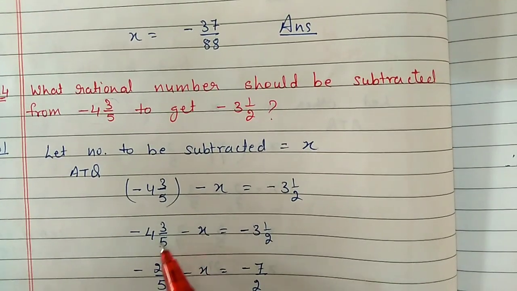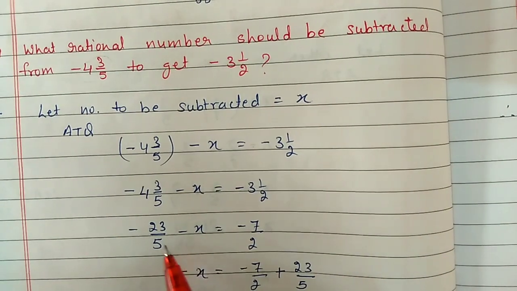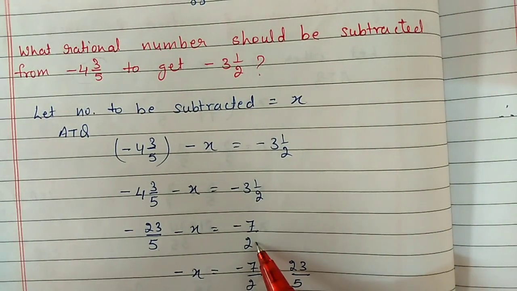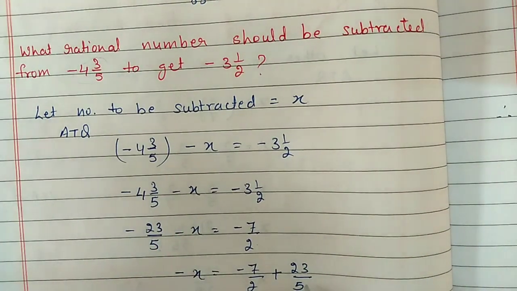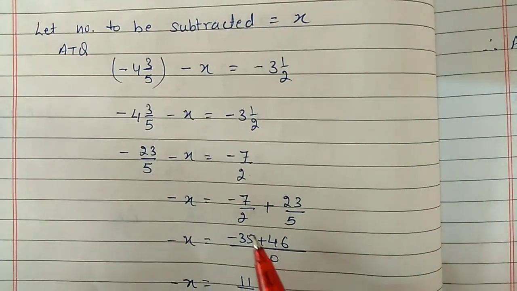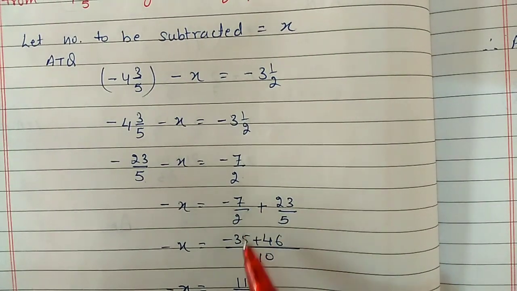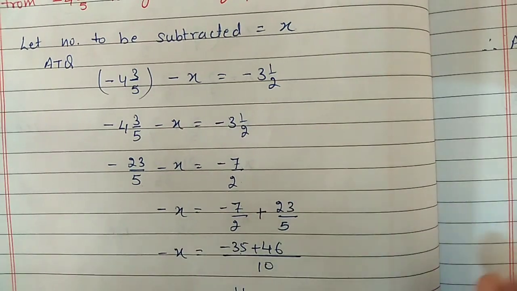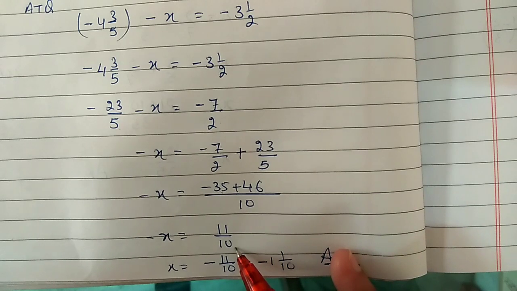Next step, convert it into improper fraction. It will be equal to minus 23 by 5 and right side 3 twos are 6 plus 1, 7 by 2. Now this minus 23 by 5 shift to the other side, it will become plus 23 by 5. Take the LCM of 2 and 5, 10. 2 table it is coming 5 times, so 7 5s are 35. 5 table it is coming 2 times, so 23 into 2, 46. Simplify it, you will get minus 11 by 10.